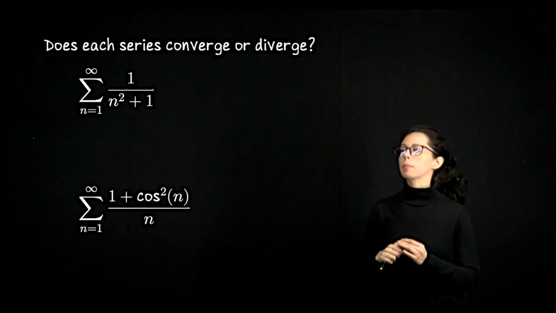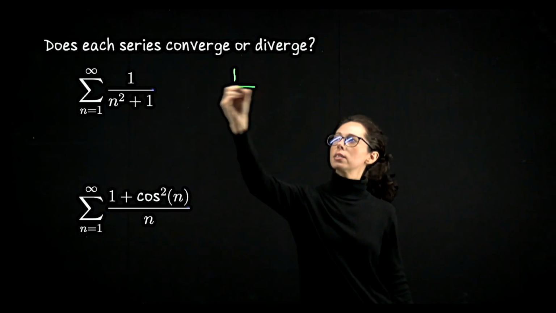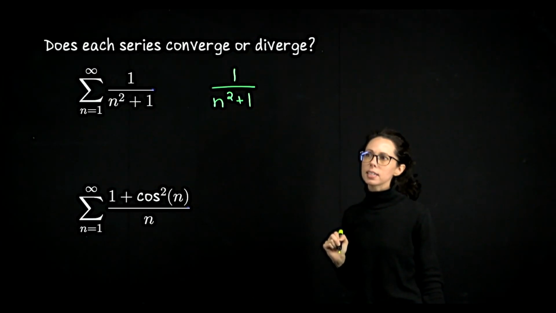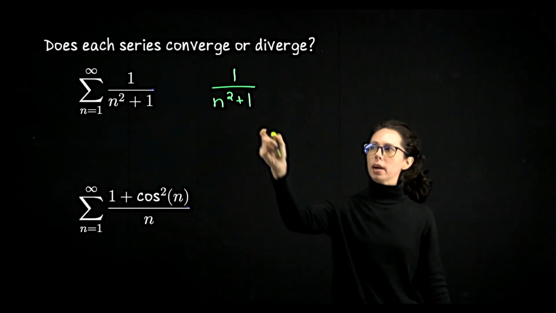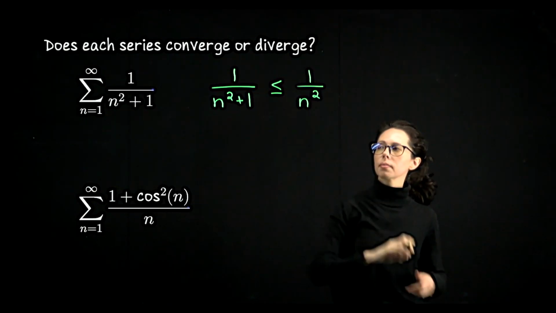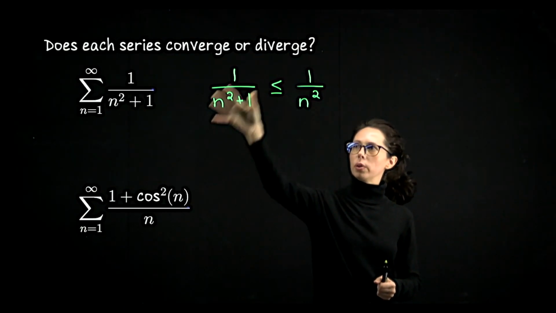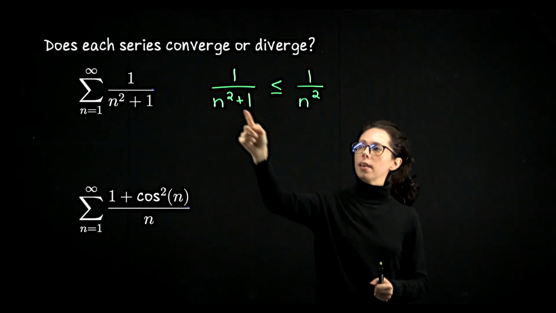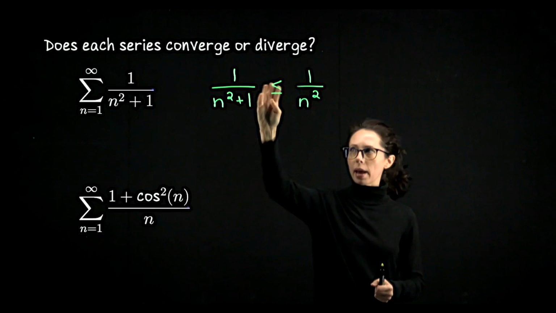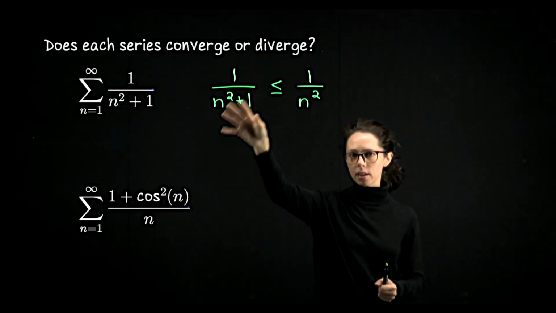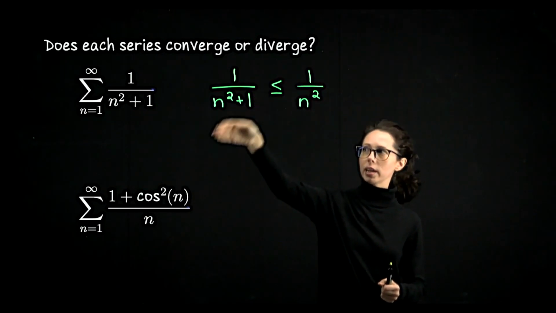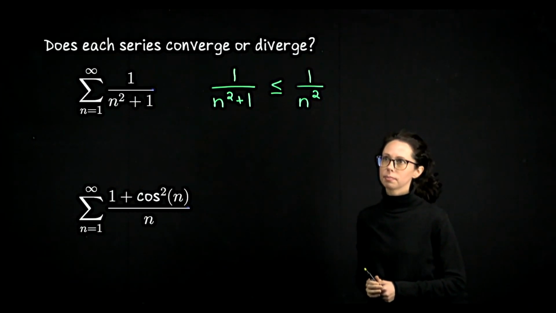Here's the comparison that we can make. We can say that 1 over n squared plus 1, for any index n, this number is less than or equal to 1 over n squared. Keep this in mind. When we're looking at non-negative terms, if you make the denominator smaller, you make the fraction bigger. So by removing the plus 1, I made the denominator smaller, therefore I made the fraction bigger. So cutting out that plus 1, you go up in size.